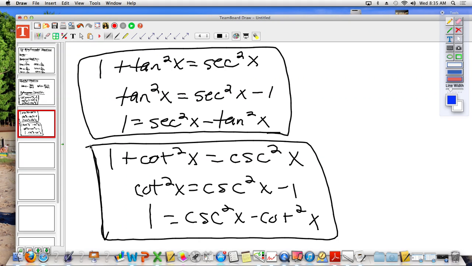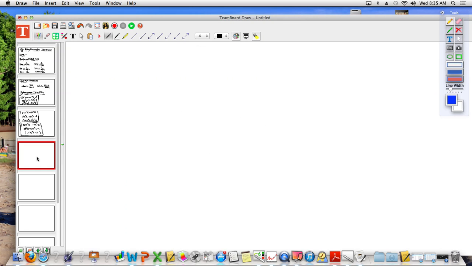All right, new stuff. Actually, I don't know that this is necessarily new. I can't remember how much detail we got into with this. These are called the co-function identities.